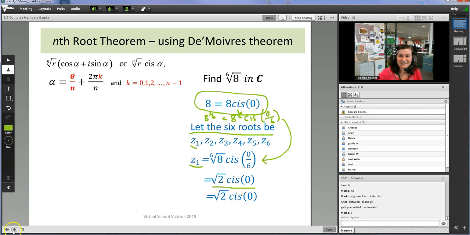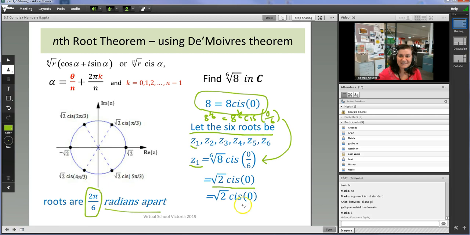Hopefully that makes sense. And then we just know that all the roots are 2 pi over 6 radians apart. So then we can just add the angle. Okay, so we know that the modulus is always going to be root 2, and we just add that angle to the angle 0 to get pi on 3, because 2 pi over 6 is equal to pi on 3. So this gives us Z2, the second 6th root, and then we add pi on 3 to that one, which gives us Z3 over here in the second quadrant.